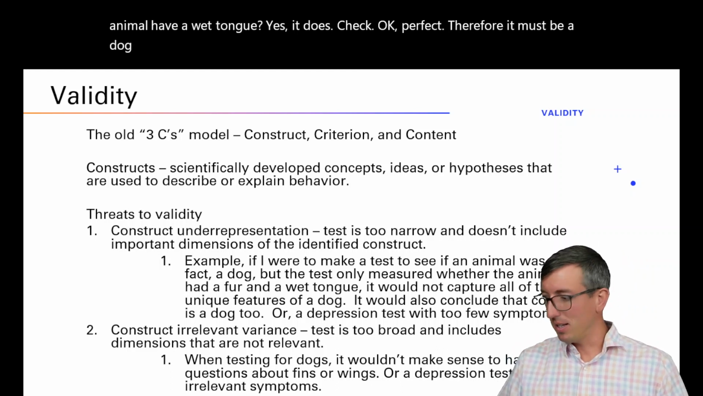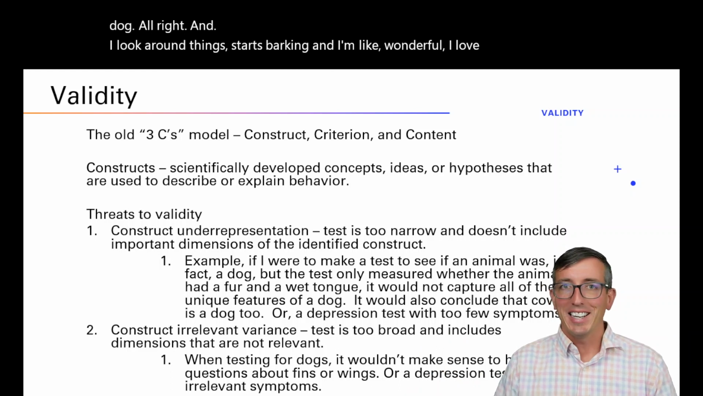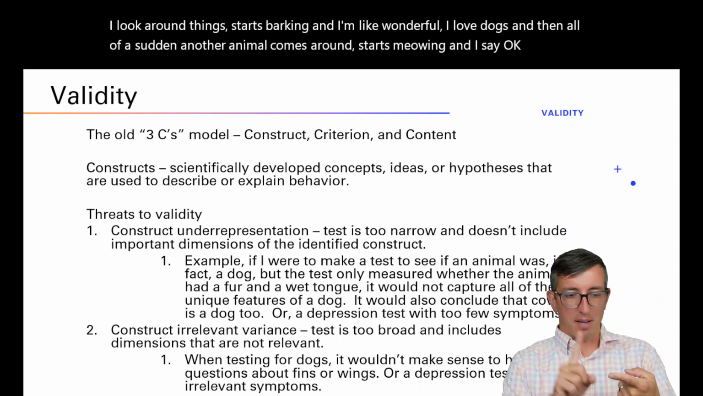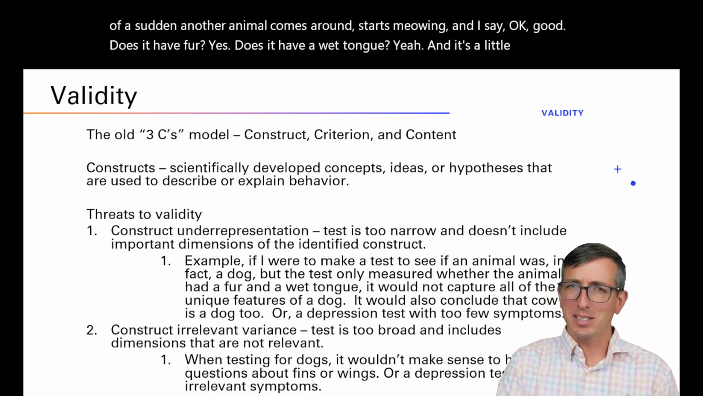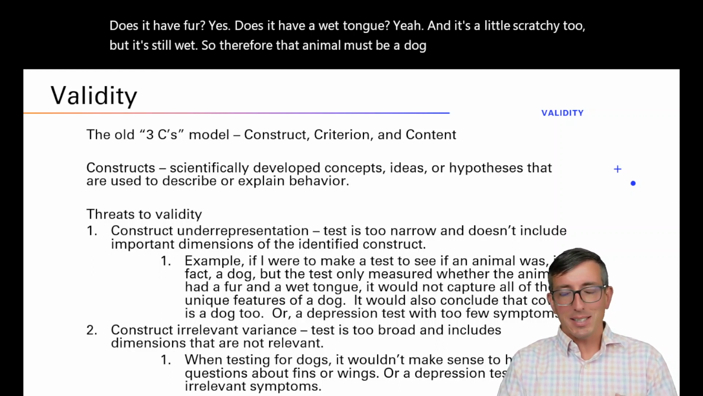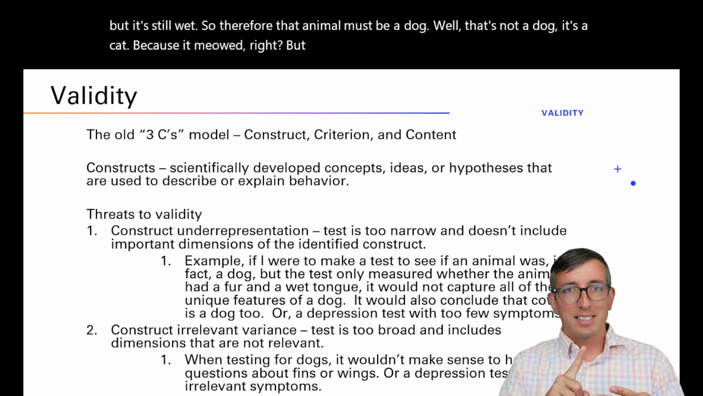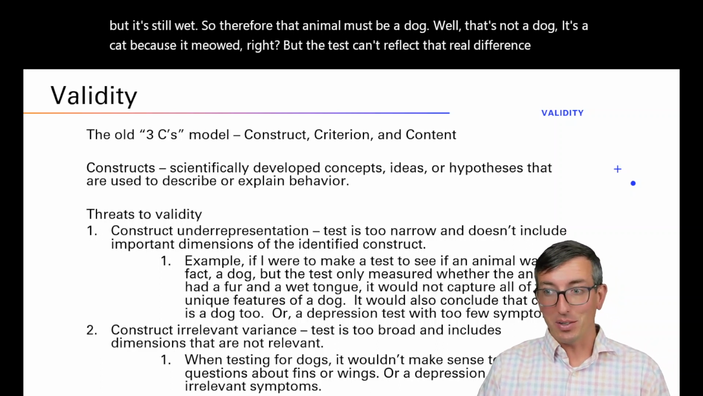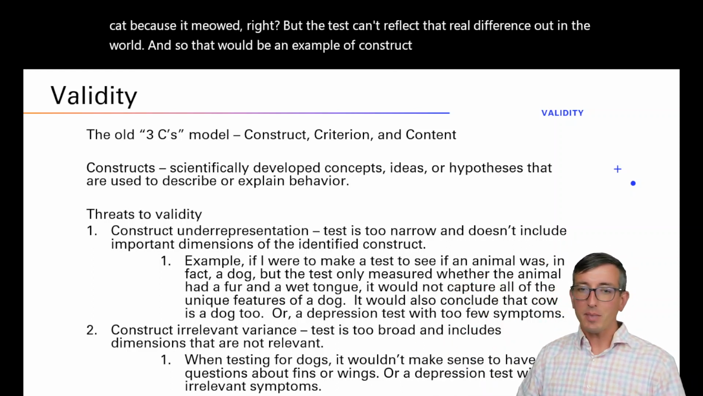All right. And I look around, it starts barking, and I'm like, oh, wonderful. I love dogs. And then all of a sudden, another animal comes around, starts meowing, and I say, oh, okay, good. Does it have fur? Yes. Does it have a wet tongue? Yeah, and it's a little scratchy too, but it's still wet. So therefore, that animal must be a dog. Well, that's not a dog. It's a cat because it meowed, right? But the test can't reflect that real difference out in the world. And so that would be an example of construct underrepresentation.